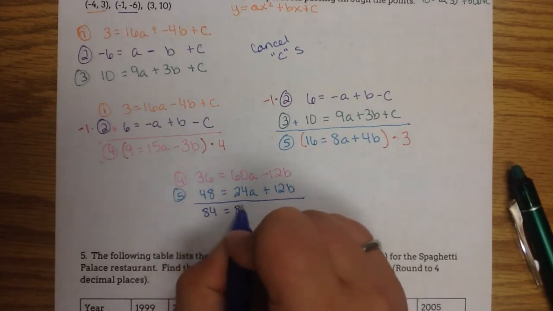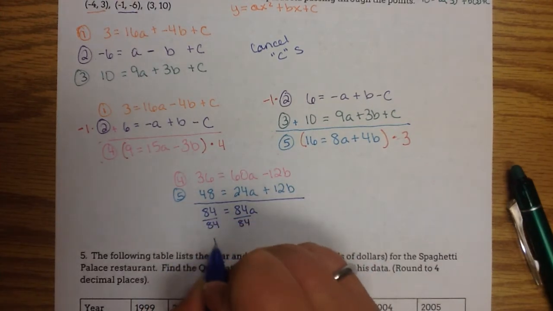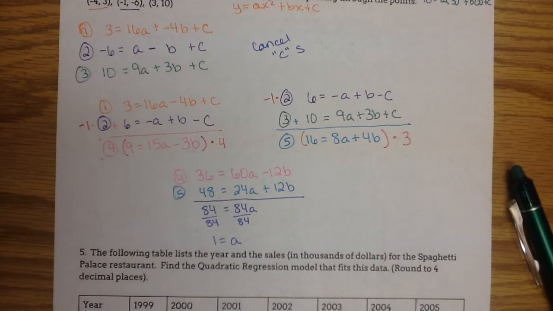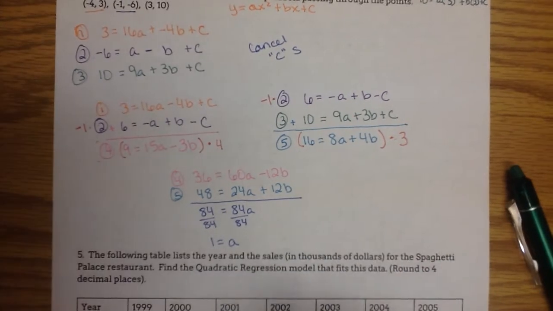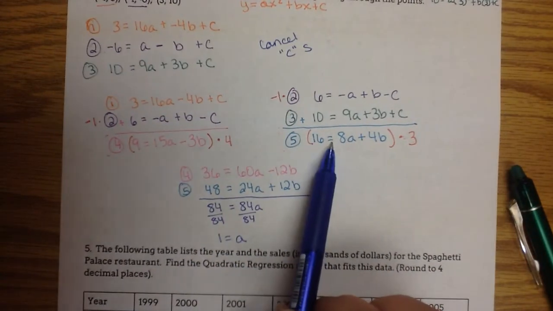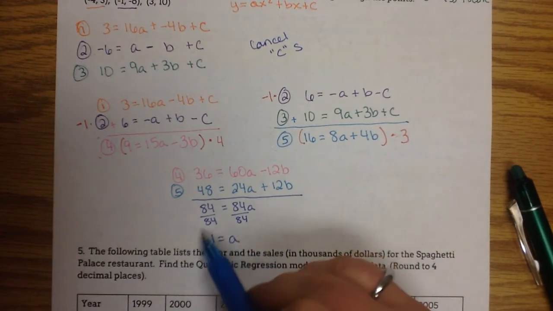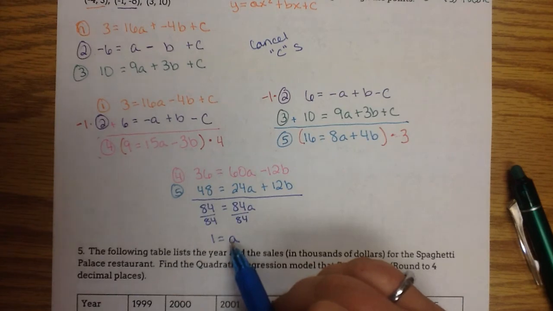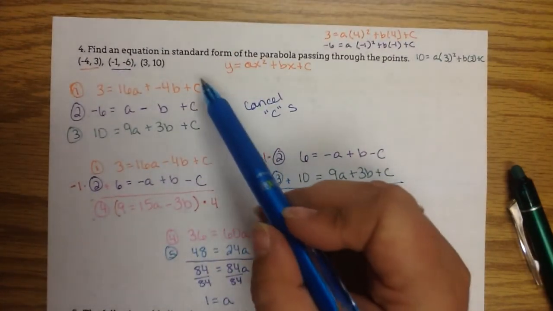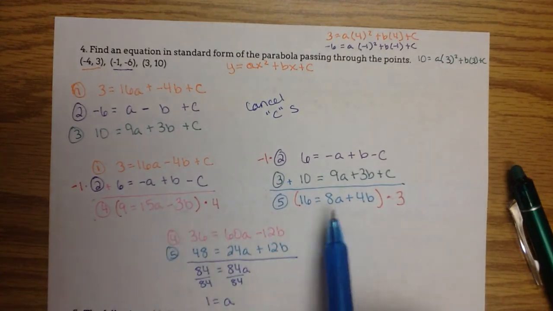84 equals 84a. Okay, well that was handy. So 1 equals a. So now that I have a being 1, I still though need to find b and c. So I can write my equation. So I want to plug a into either 4 or 5 to find b, because you only can solve for one letter at a time. So knowing a, I can only plug it into an equation that has one other letter. So I can't use one of these because they have b and c that I still don't know. These two would only have b that I didn't know.